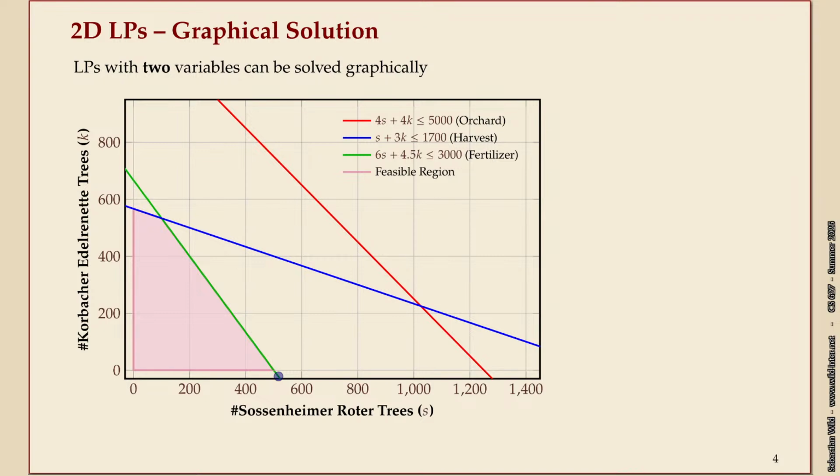Okay, but that's not all. So we know all the purple points are feasible. They satisfy all constraints. How do we find the optimal one? And the graphical way to do that is to plot the objective function.